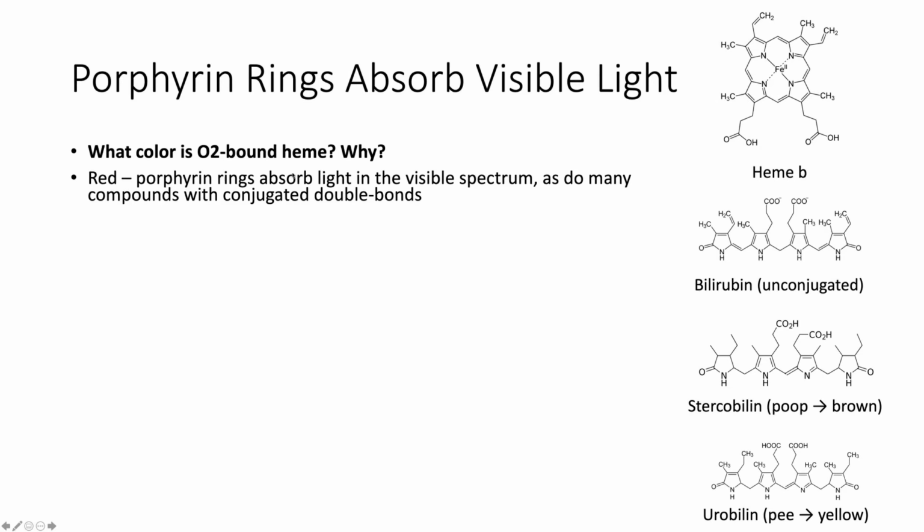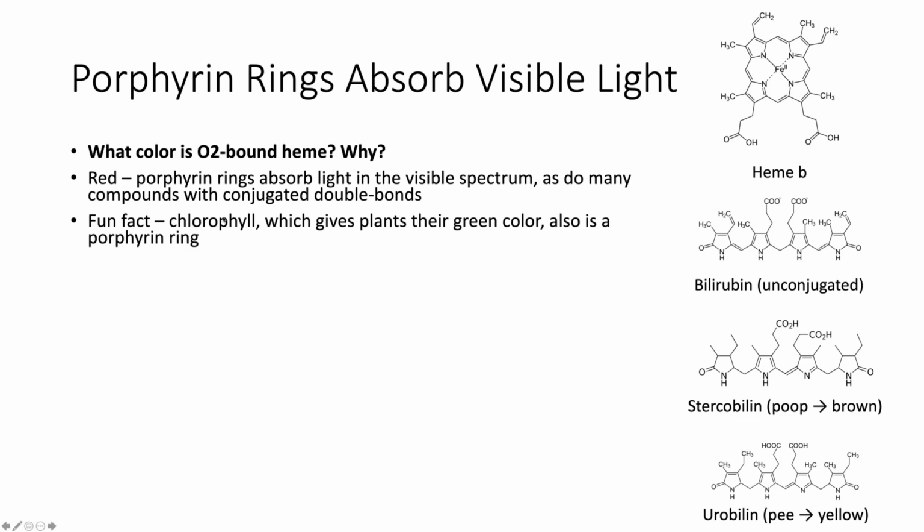So porphyrin rings absorb visible light, as do basically many things with conjugated double bonds. Fun fact, chlorophyll, which gives plants their green color, also is a porphyrin ring, which makes sense because porphyrin rings have a lot of conjugated double bonds. The conjugated double bond structure allows it to absorb light in the visible spectrum, oftentimes. Most things like dyes have a lot of conjugated double bonds, just in general. If you're interested. So Matan, what color is bilirubin and why?